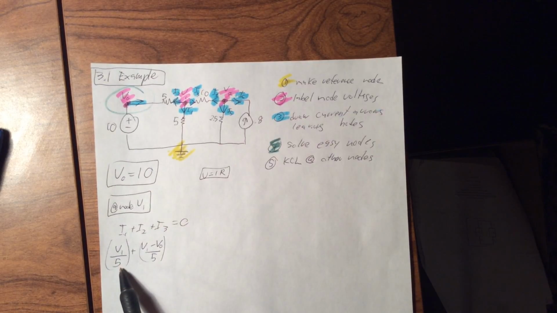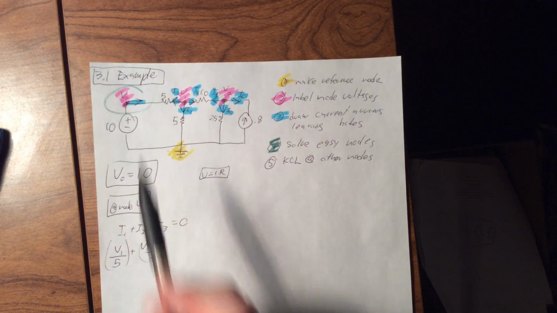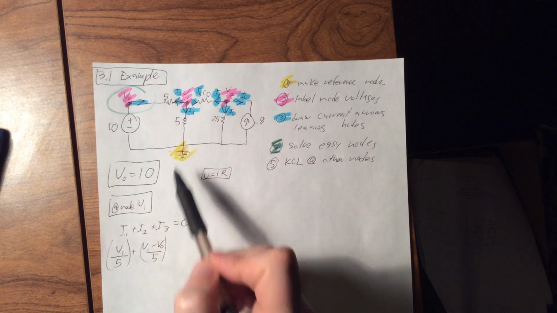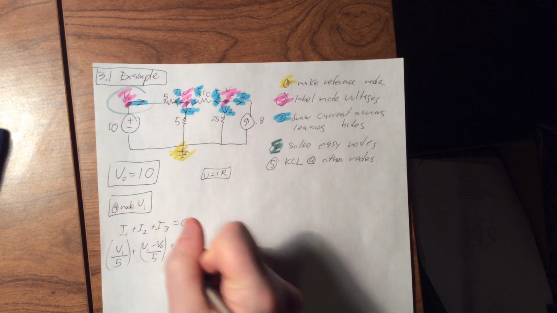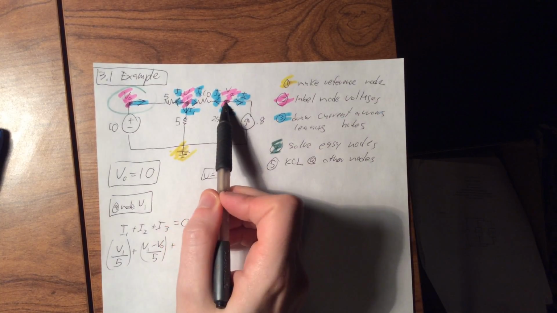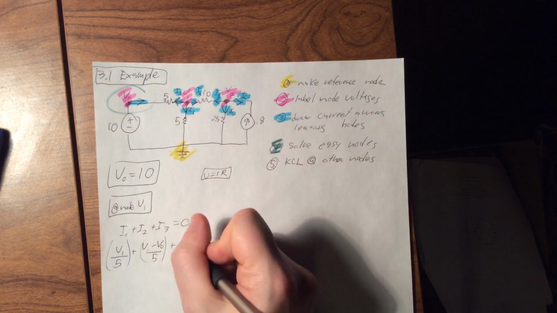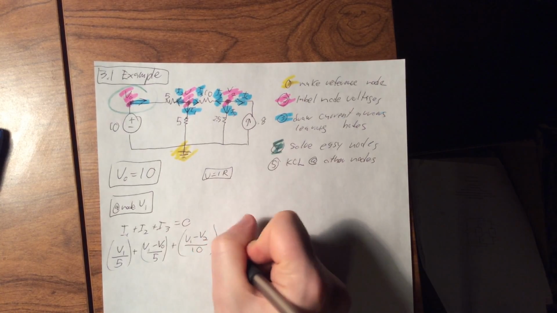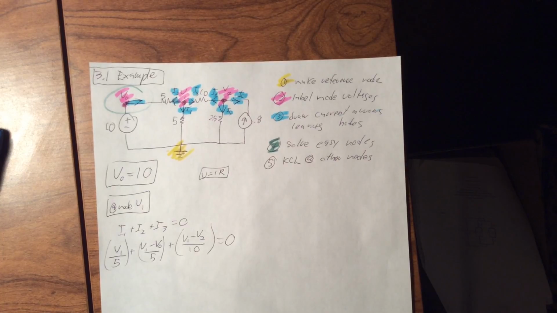So V1 over 5, because it's all it's passing through. We've got V1 minus V0 over 5. And then we're going to get plus, and now we got the last piece over here. We've got V1 minus V2 over 10. V1 minus V2 over 10 equals 0.